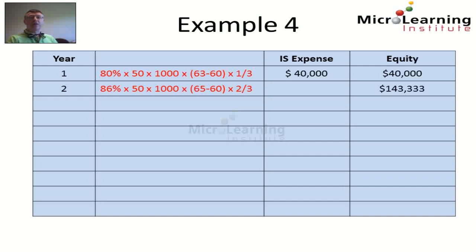Now the intrinsic value has changed to be the difference between the strike price, which is still 60, and the share price at the end of year 2, which of course we were told in the question is 65. And again, we time apportion the equity over 2 years with respect to the 3-year vesting period. So now the cumulative equity to be recognized to our statement of financial position is $143,333. That's up from $40,000 at the end of year 1. So consequently, we must recognize the incremental $103,333 expense to the income statement.